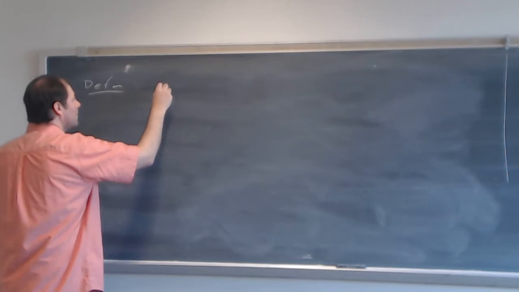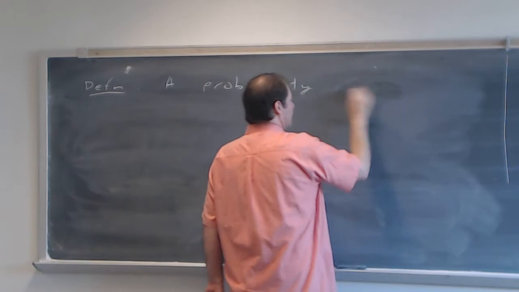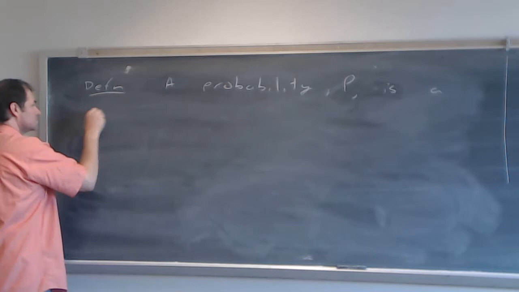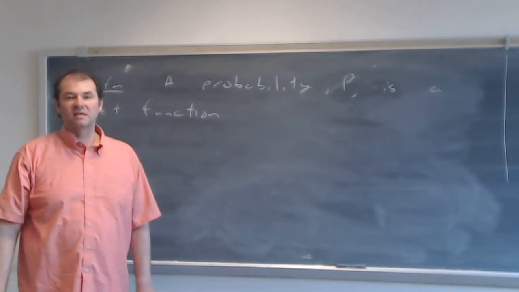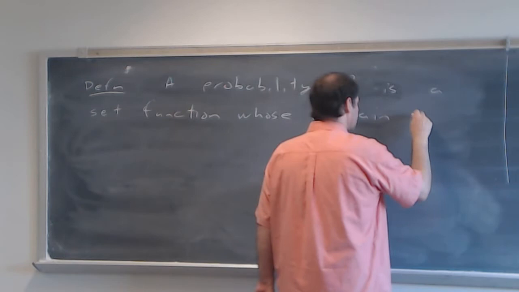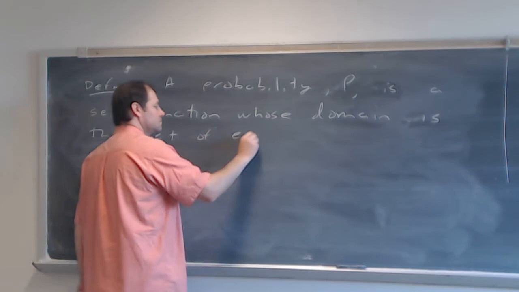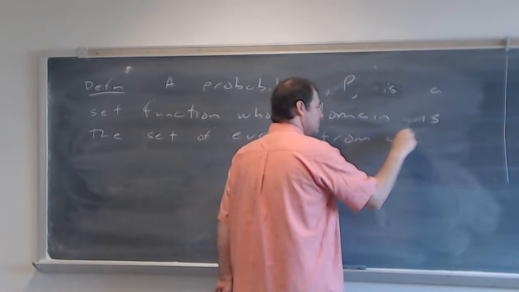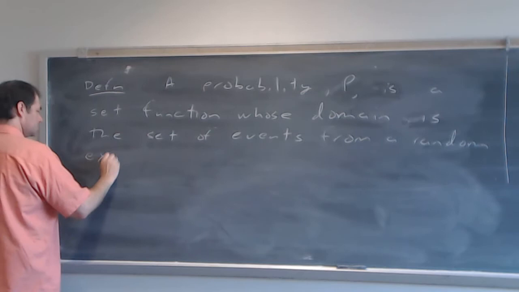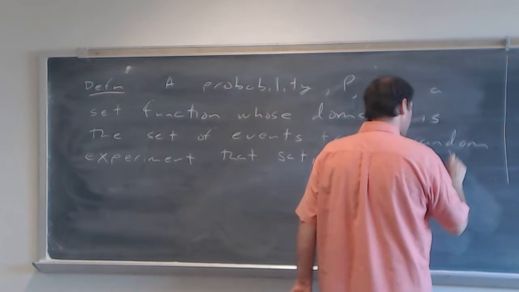So, a probability is, let's give it a symbol, P, a set function. What we mean by a set function is a function whose input values are sets, and in particular, whose domain is the set of events from a random experiment that satisfy three things. So there's three things that probability must satisfy.